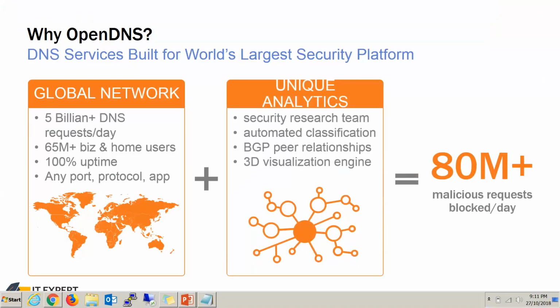Each day, they process over 5 billion DNS queries, what we have seen here. They're using any port, protocol and app, and they have a research team, automated classification, and a 3D visualization engine. They are also using the best industrial technology that helps them maintain great availability, which we call Anycast. They're using Anycast technology for the great availability.